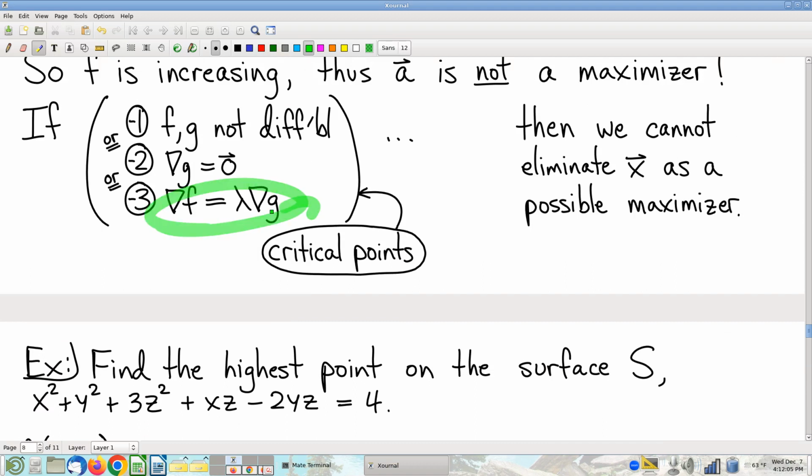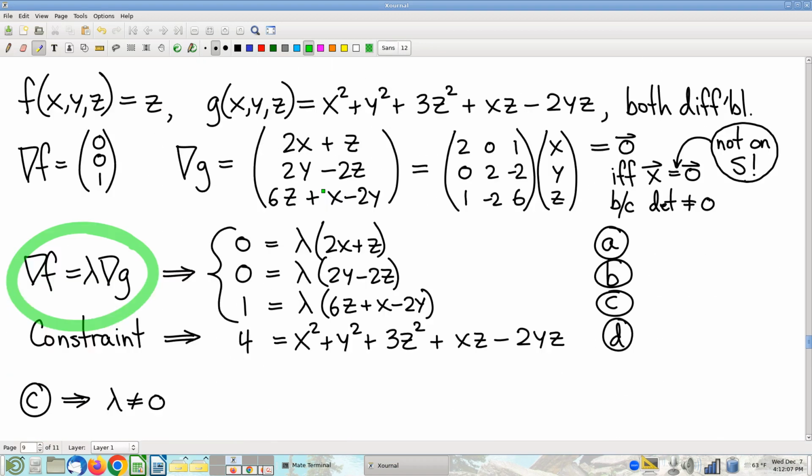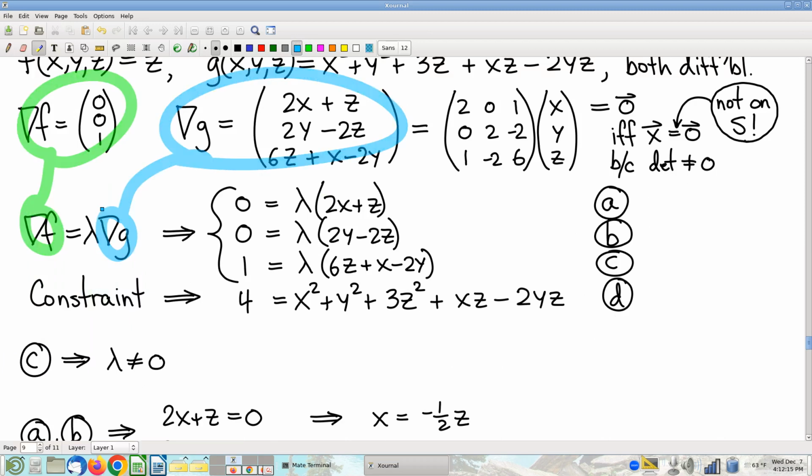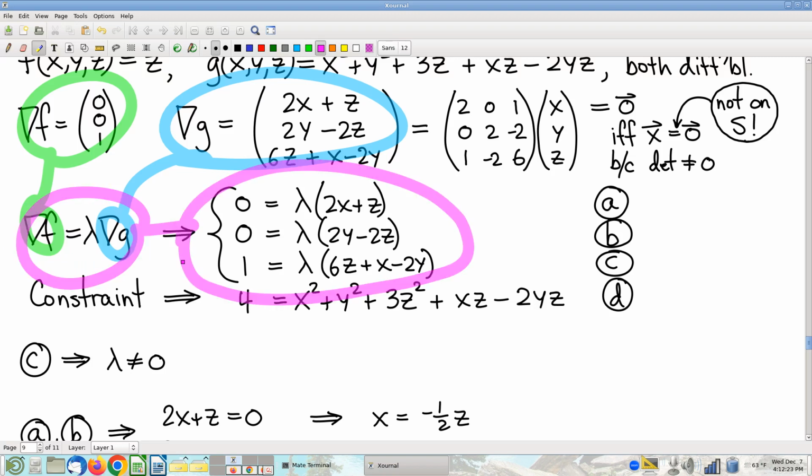The third kind of critical points. And you can write down these gradients. In fact, you see we have them here and here. And you can take this vector equation and write it out in coordinates. You get those three equations. But again, we're only interested in what's happening on our actual constraint.